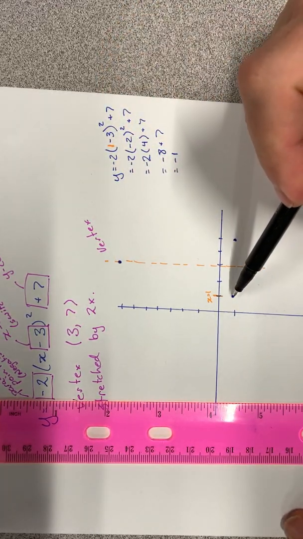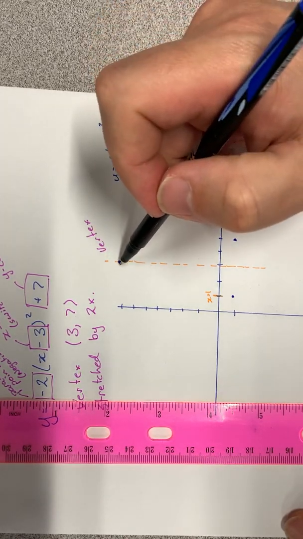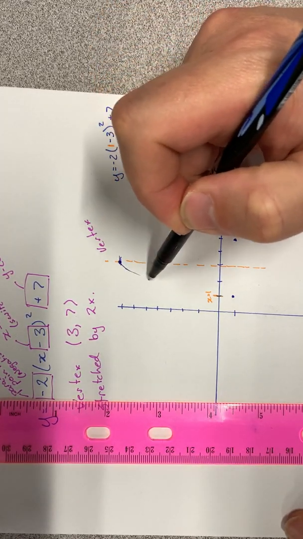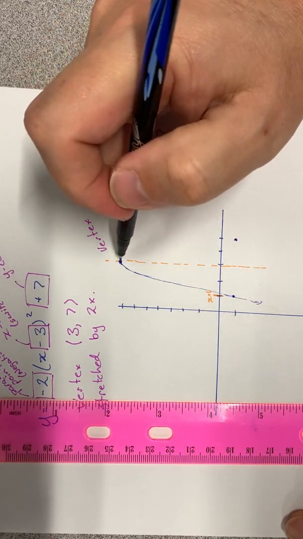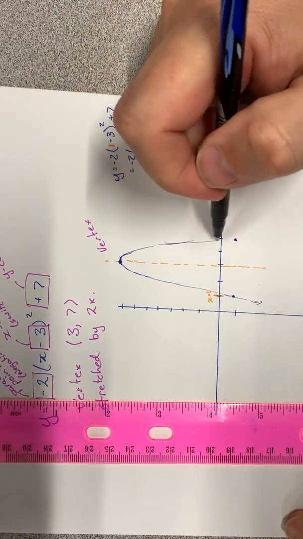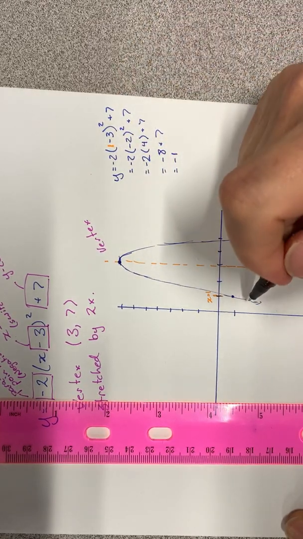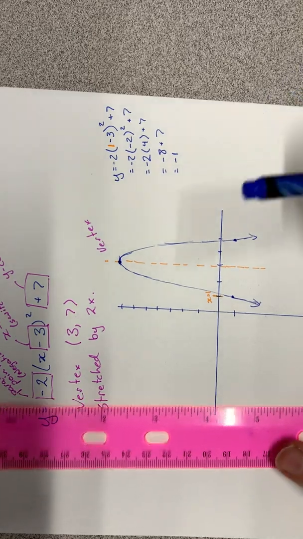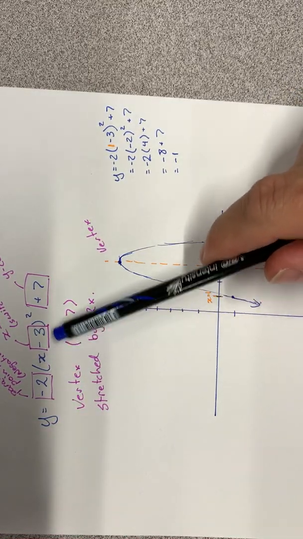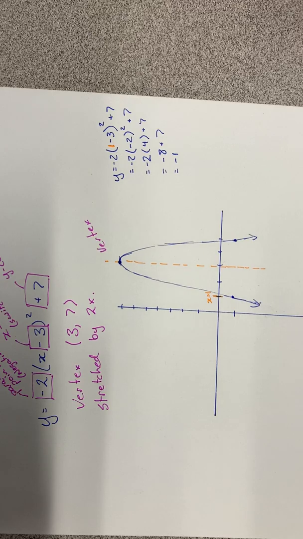So now I have 3 points, 2 down here and the vertex, and I'm just going to connect them with a nice curved line. And that's a sketch of the parabola y is equal to -2 times (x minus 3) squared plus 7.